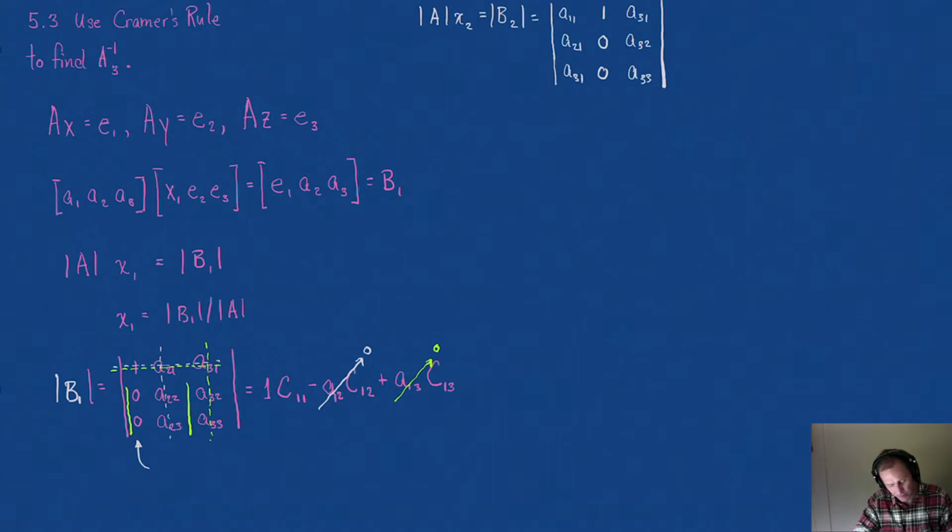Well, now let's expand this. The first thing this says is you're going to have an a11 times C11. Then you're going to have a minus a12, which is 1, so minus 1 times C12. Plus you're going to have an a13 times C31.